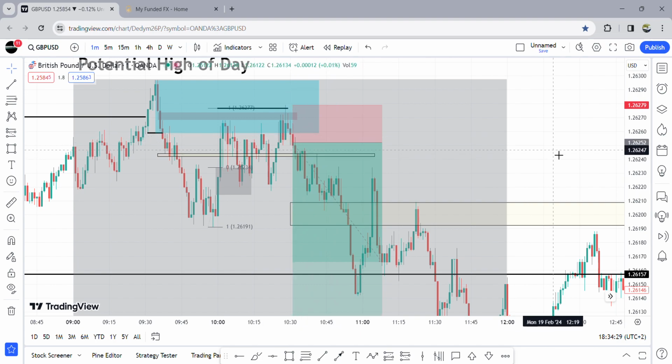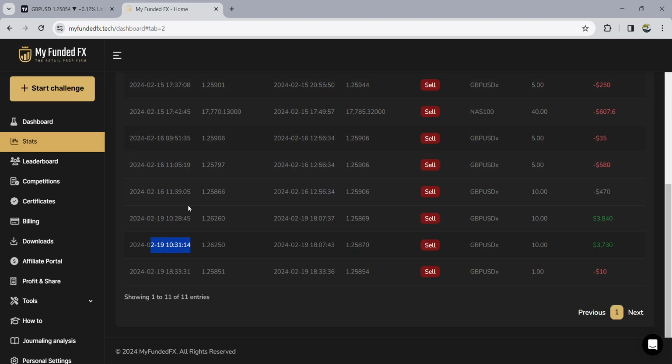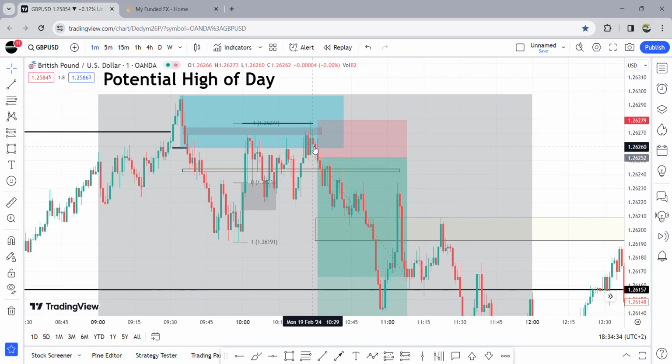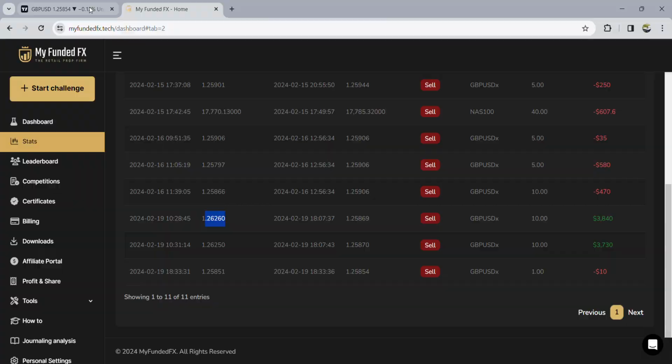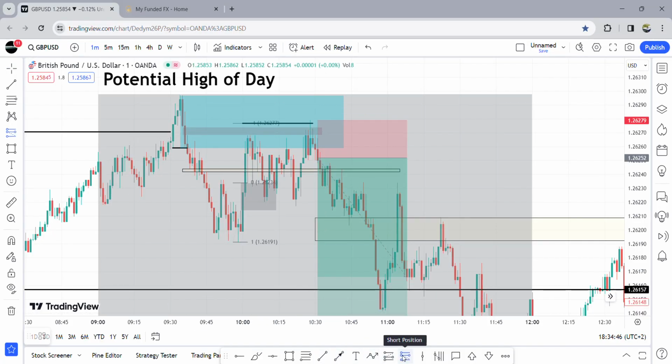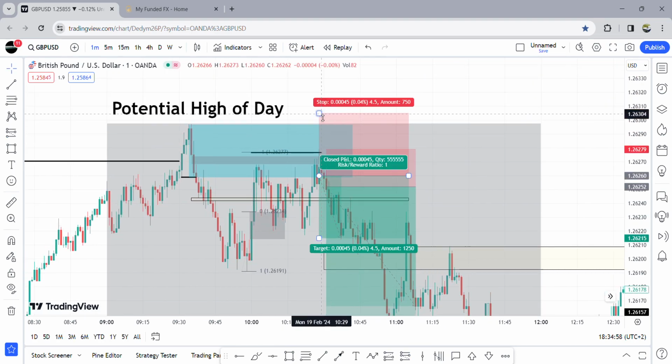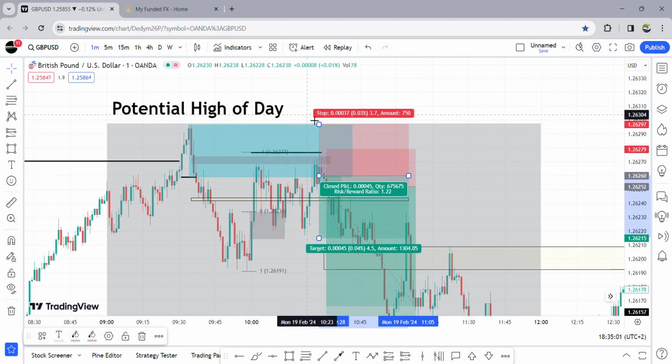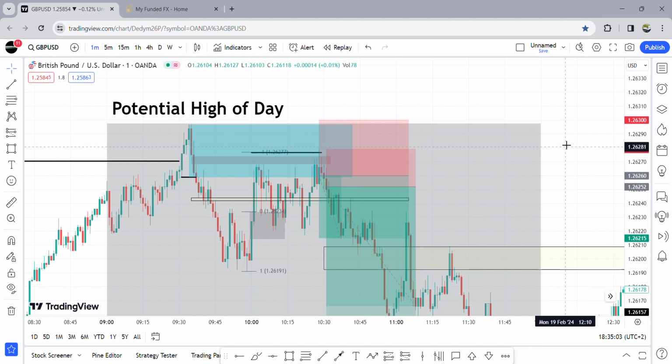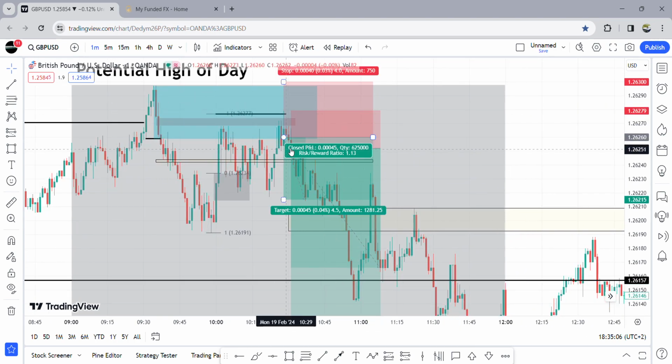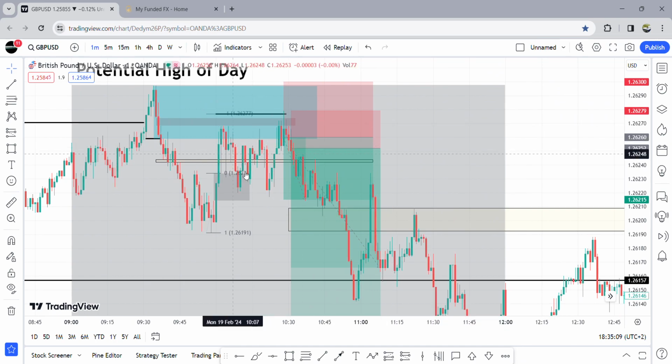So I entered here. There was no position, stop above the high, and 10:28. Literally off this swing high. Let's look at the price. 260, 21,260. Short 28,260. And I had my stop above the high of the day, potential high of the day, sorry. It's a bit over.